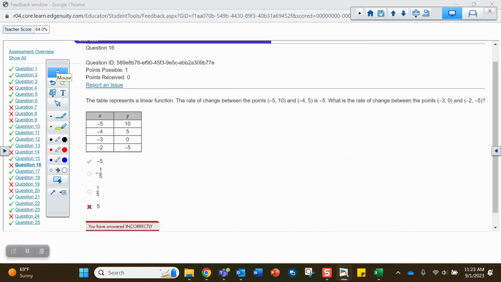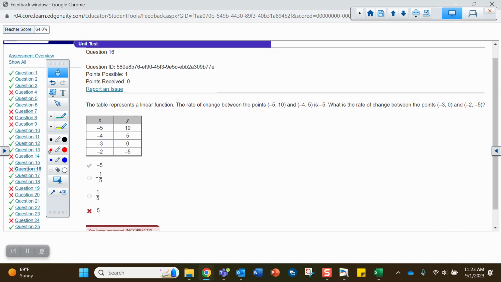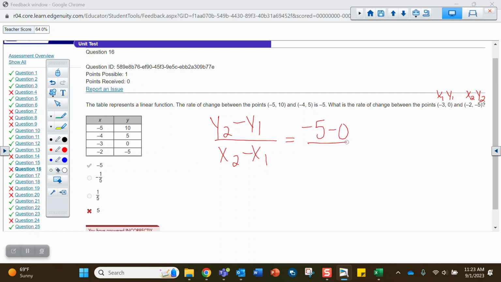The table represents a linear function. The rate of change between 2 points is -5. What is the rate of change between the next 2 points? So here we go, y2 minus y1 over x2 minus x1. So I'm going to call this x1, y1, x2, y2. So I'm doing -5 minus 0 over -2 minus -3. Be really careful and watch your signs.